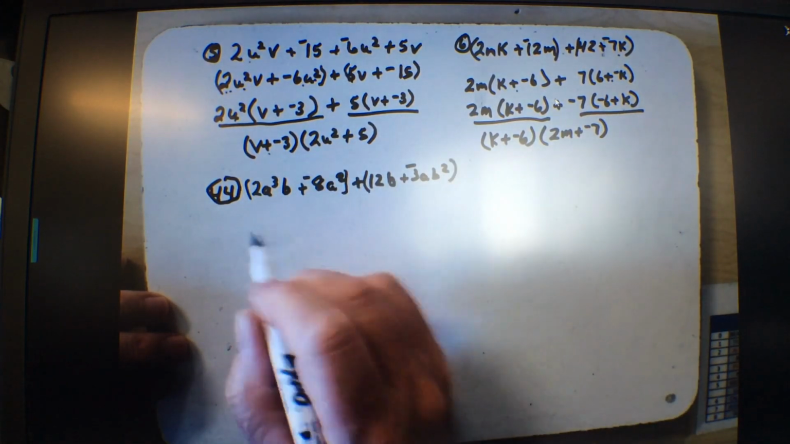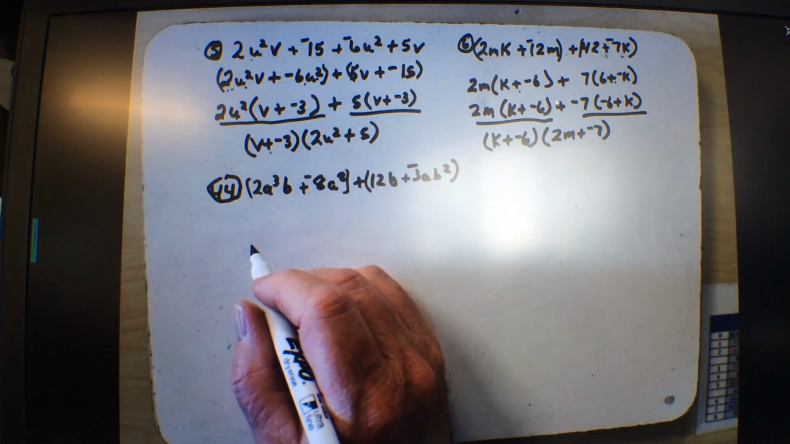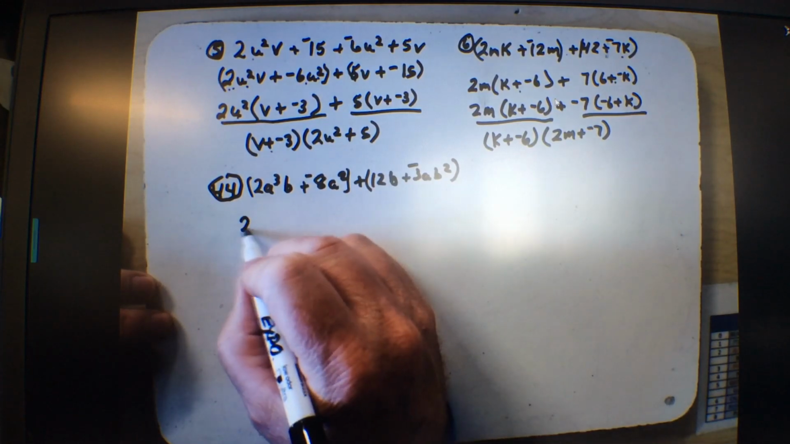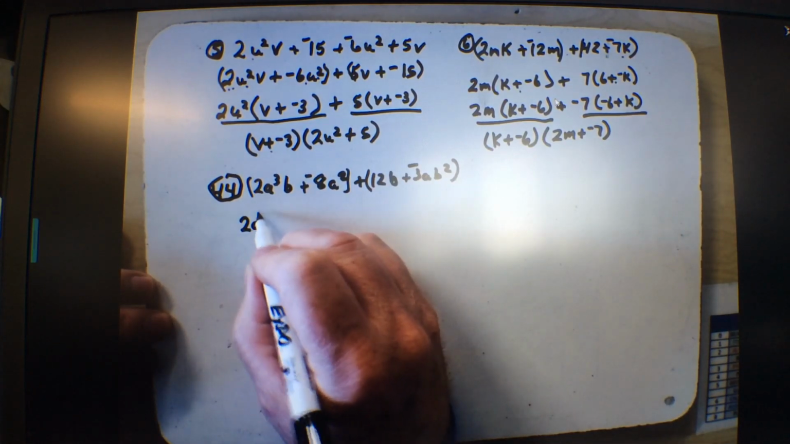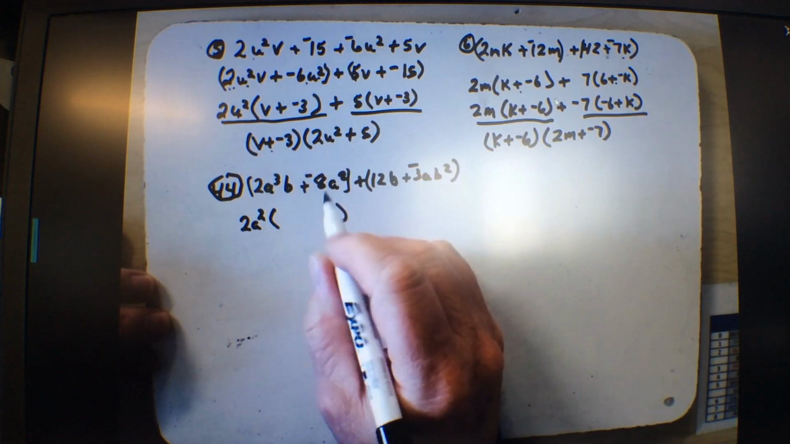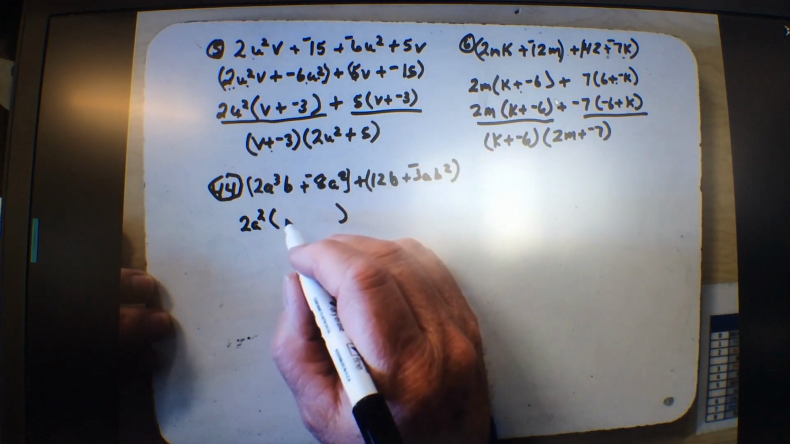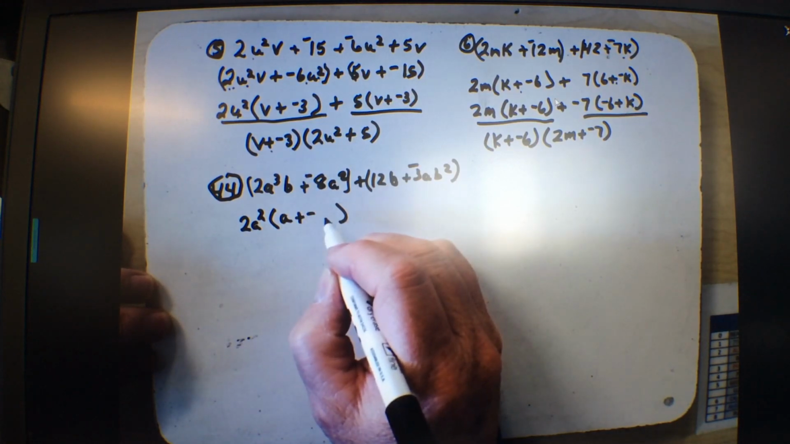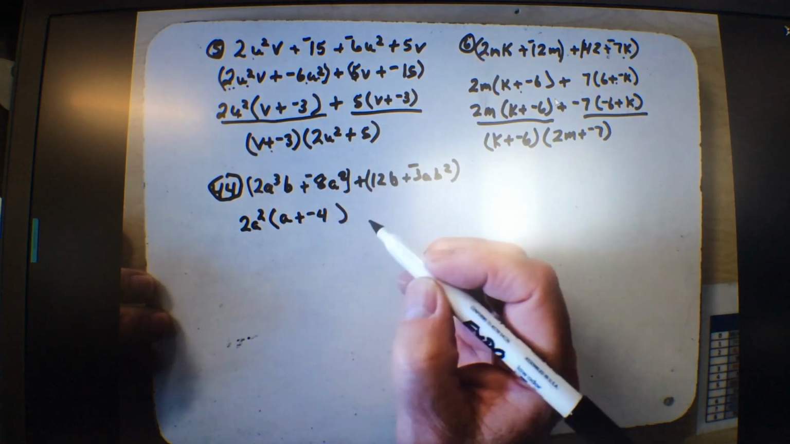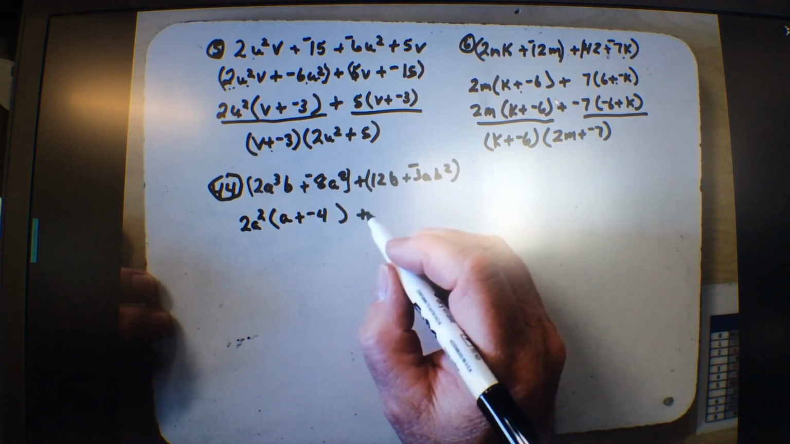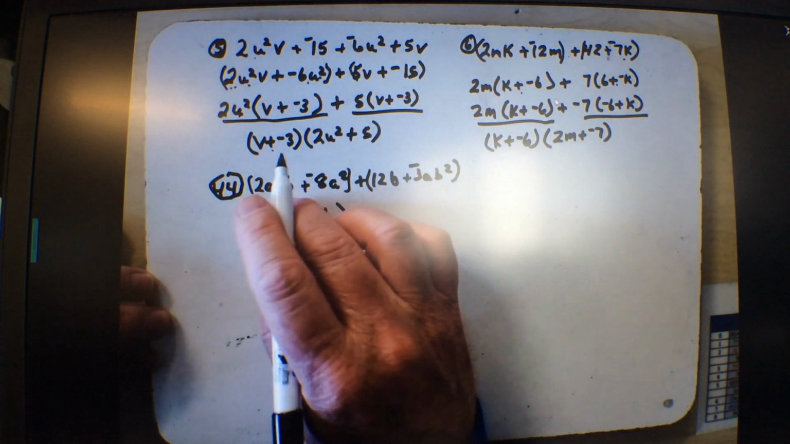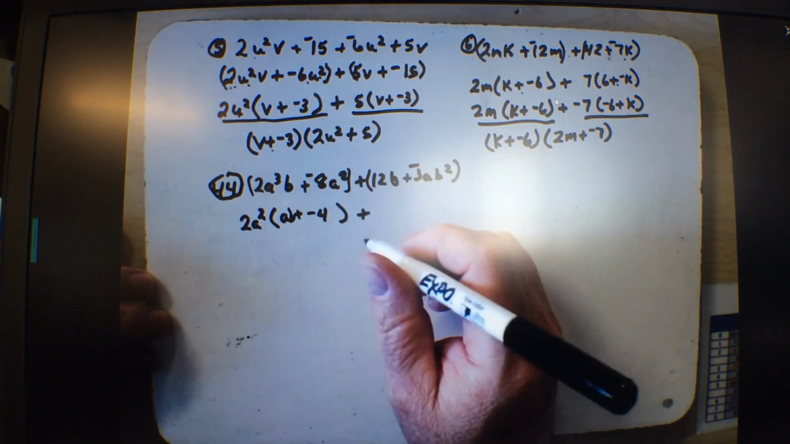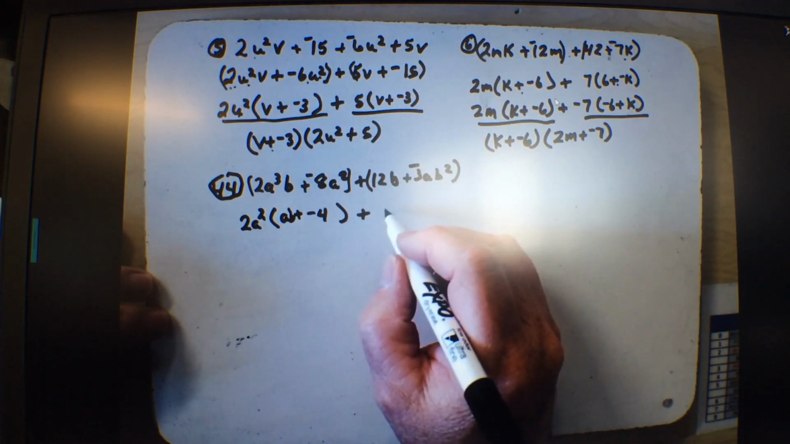Once again, it may not work, guys. Okay? So what do the first two have in common? 2. What else? A squared. So what do I have left out of the first one? A plus a negative. What do I have out of the second one? Negative 4, right? On the first one? Yeah, you have AB. You're right. Thank you. Who said that? Ryan, good job.